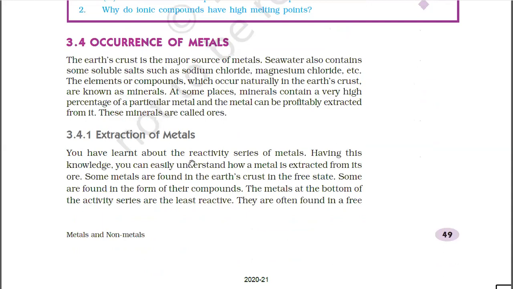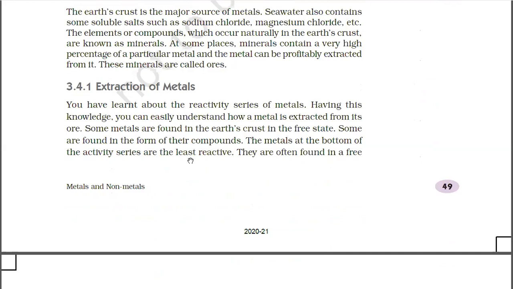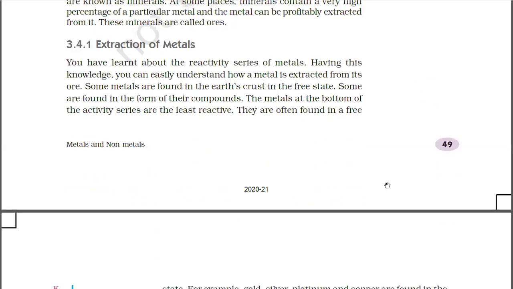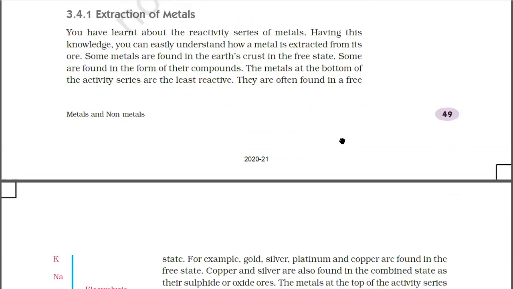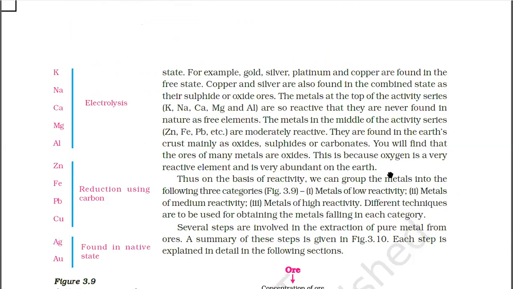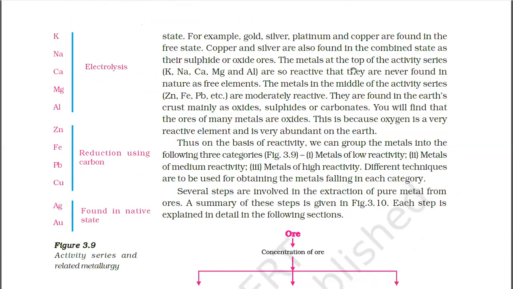Extraction of metals. You have learned about the reactivity series of metals. Having this knowledge, you can easily understand how a metal is extracted from its ore. Some metals are found in the Earth's crust in the free state. Some are found in the form of their compounds. The metals at the bottom of the reactivity series are the least reactive. They are often found in a free state. For example, gold, silver, platinum, and copper are found in the free state. Copper and silver are also found in the combined state as the sulfide and oxide ores.